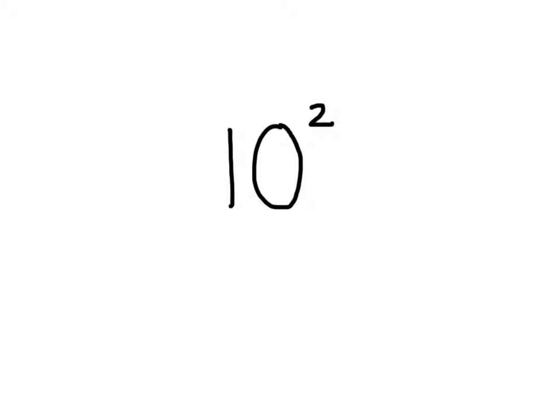Here's an example of exponential notation. We would pronounce this number 10 to the second power, or sometimes we would also say 10 squared. I'm going to point out to you two different parts of this number. The 10 is what we call the base. And the 2 up here is the exponent.